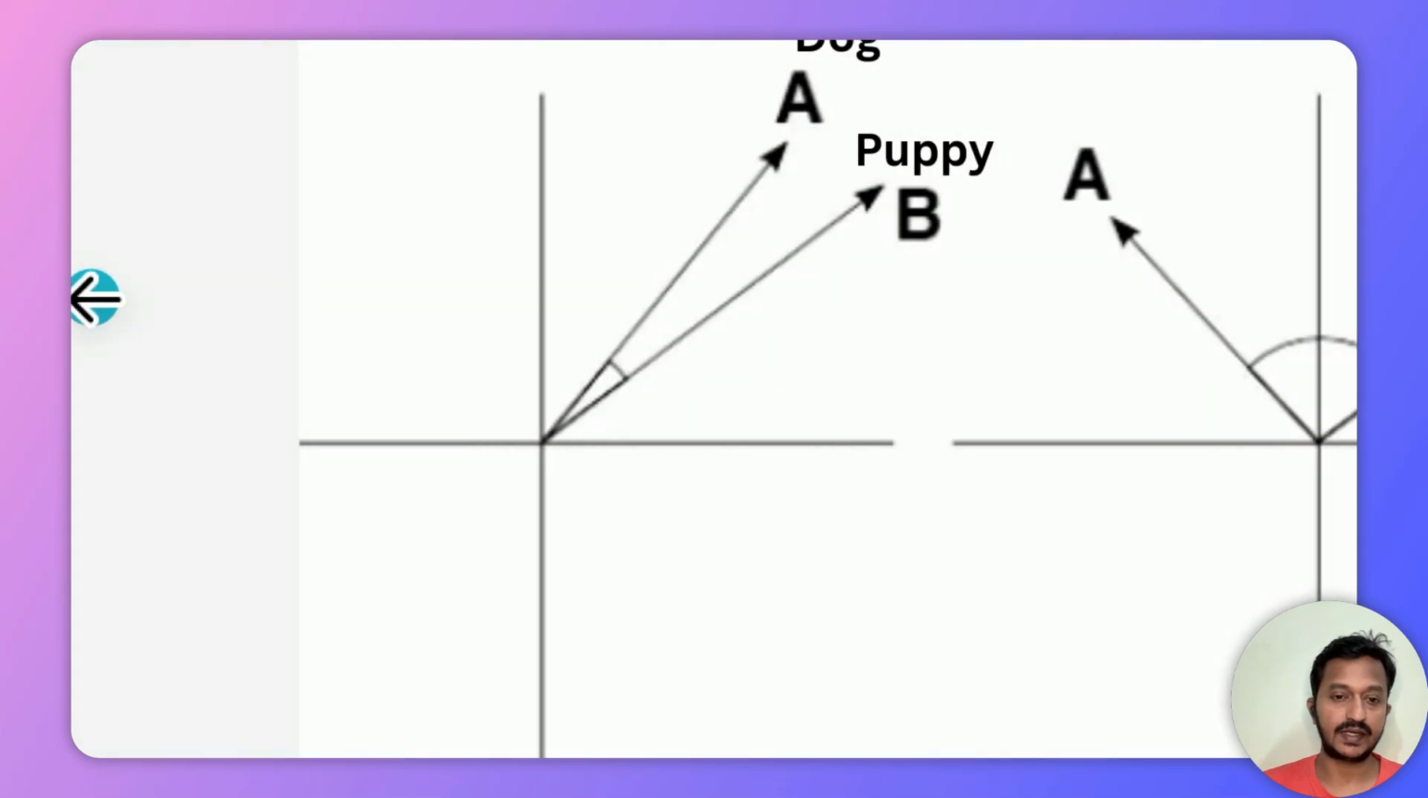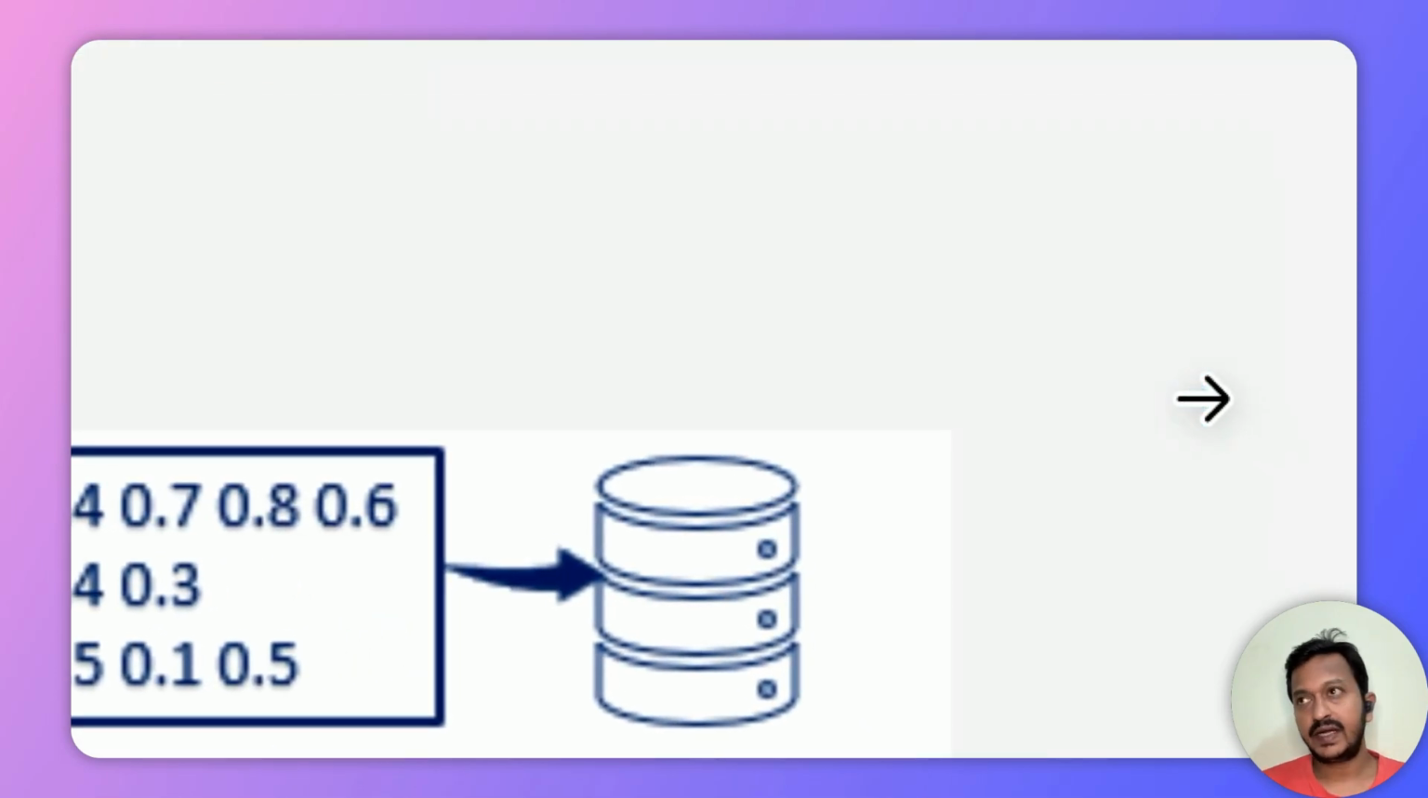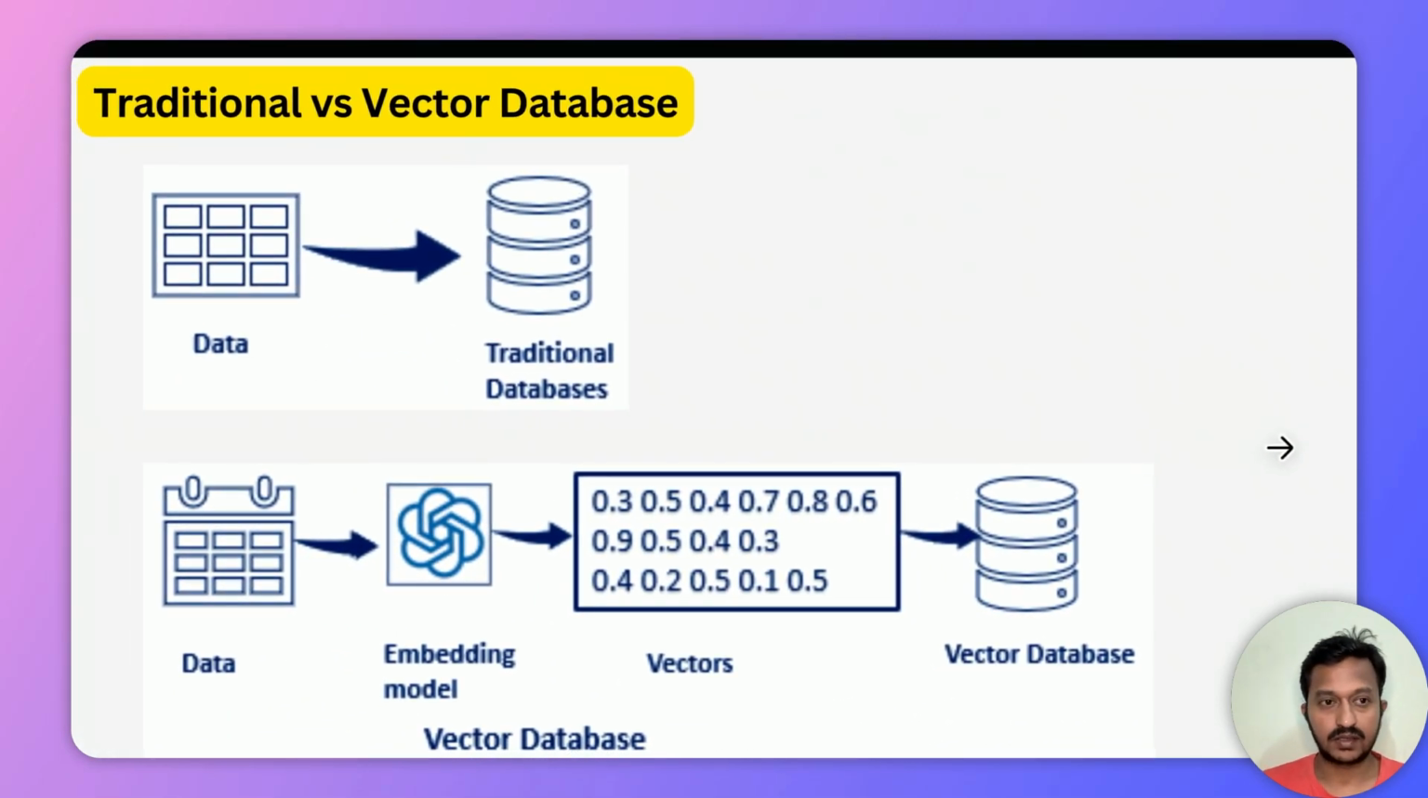This is about cosine similarity. Again, dog and puppy are more similar, so they are placed closer to each other. When things are unrelated, like dog and car, that's how you can represent them. And the opposite is completely opposite. For example, A point is shoe and B can be milk, so they are apart. There are different techniques to calculate the distance between these vectors: Euclidean distance, dot product, semantic search, all this.